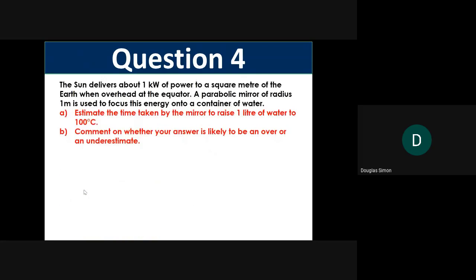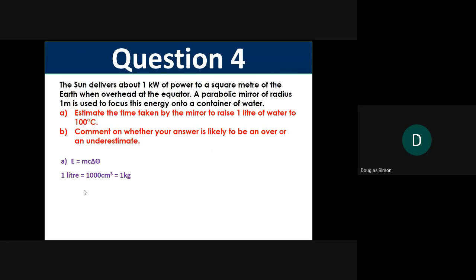So estimate the time taken by the mirror to raise 1 litre of water to 100 degrees Celsius. So we obviously need to work out the amount of energy that's needed. We need to know what 1 litre is. So 1 litre is 1,000 centimetres cubed, and that's a kilogram. And it would also be sensible to think about what the temperature change is going to be.